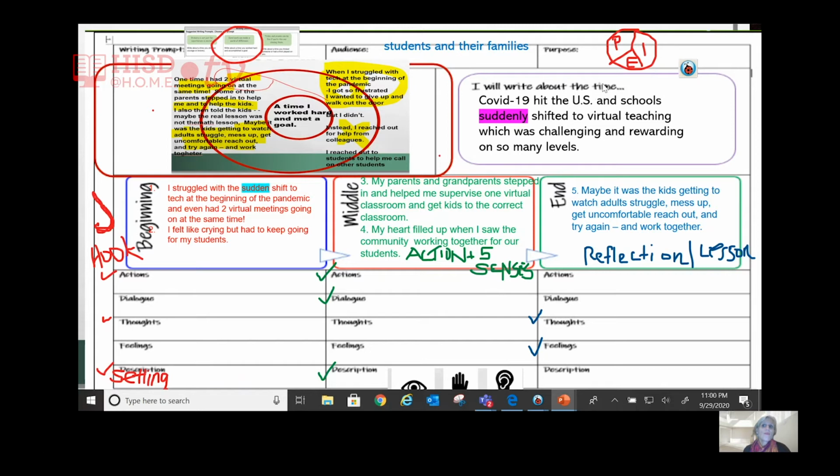What's my purpose? If I'm even wanting you to connect with emotion, am I trying to persuade you of something? Is this a persuasive paper? No. Am I just trying to give you a lot of information? Even if I'm trying to teach you something, am I giving you information like a lot of facts? Or am I trying to connect with your emotions, tell a story, and connect that way? So yes, it's going to be E. So I will write about the time when COVID-19 hit the US and the schools suddenly shifted to virtual teaching, which was challenging and rewarding on so many levels.